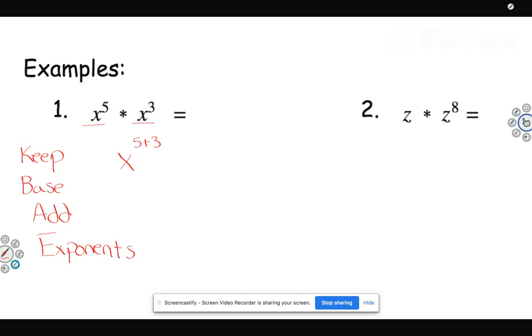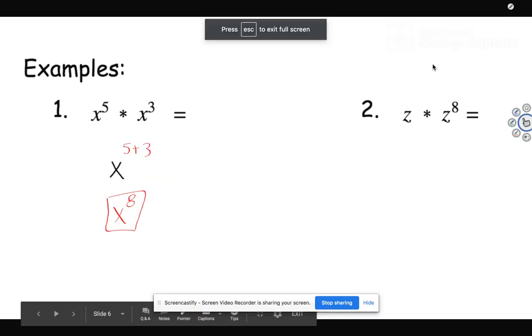And we know what 5 plus 3 is. So when we multiply these two together, we're going to add our exponents. So our answer is x to the 8th. Notice that although we were multiplying x to the 5th and x to the 3rd, we weren't multiplying the exponents.